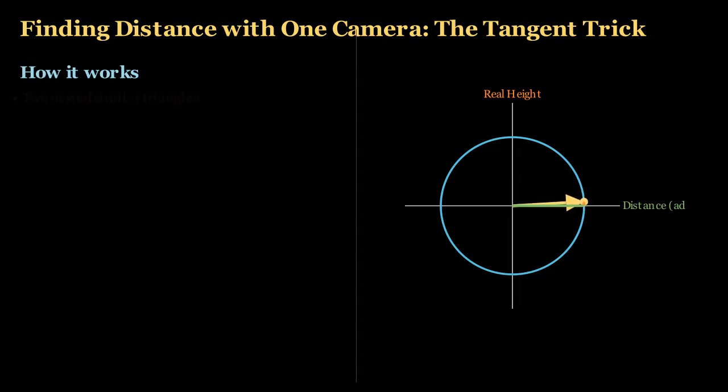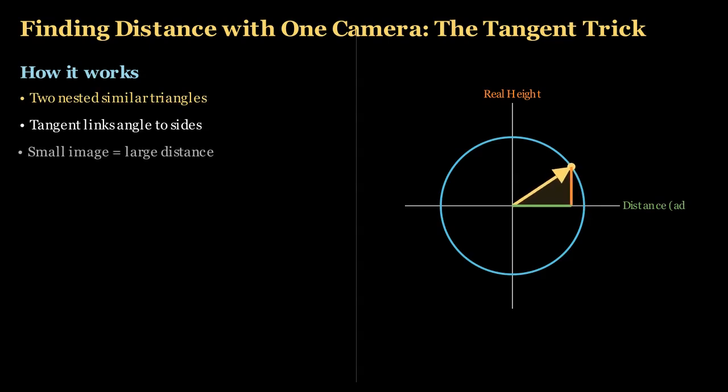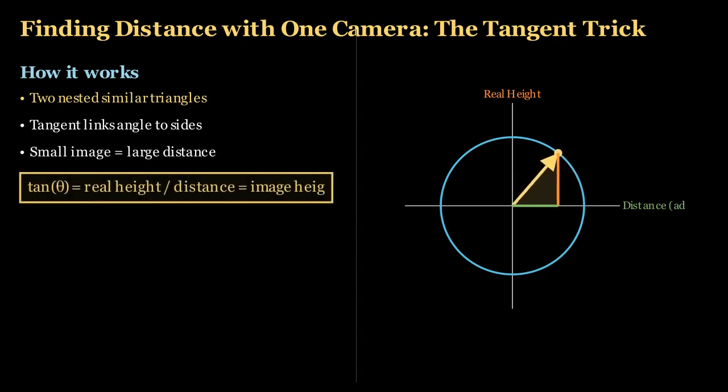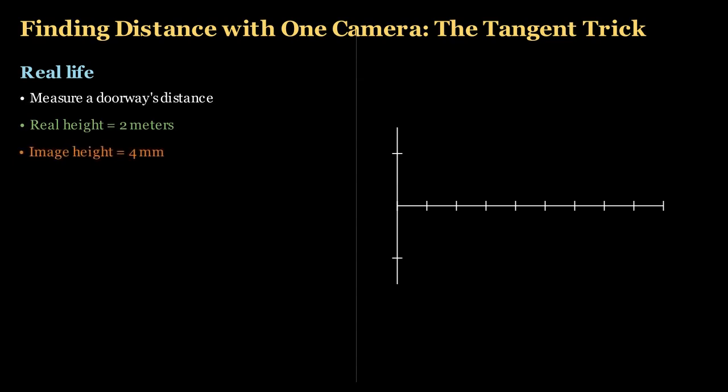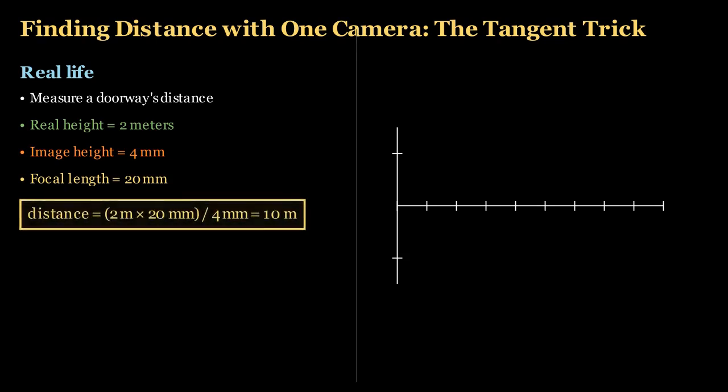Picture the camera's pinhole. The real object and its tiny image on the sensor form 2 similar triangles that share the same vertex at the pinhole. The tangent of the angle at the pinhole is the opposite side, real height, over the distance. Let's find how far you are from a standard 2-meter tall doorway. Your camera has a 20 mm focal length. In the photo, the doorway appears 4 mm tall on the sensor. Plug in: distance equals 2 meters times 20 mm, divided by 4 mm.